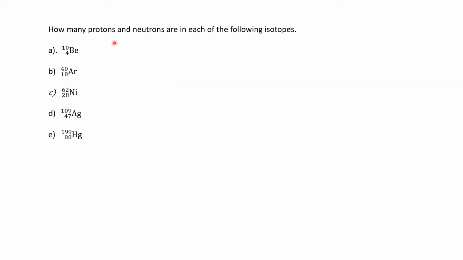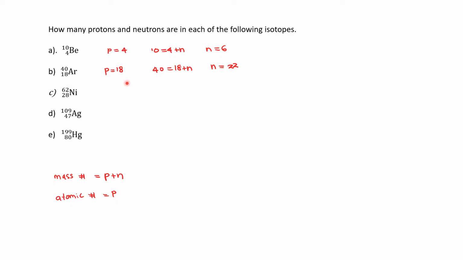How many protons and neutrons are in each of the following isotopes? Now you know the mass number equals the number of protons plus the number of neutrons. Atomic number equals the number of protons. For beryllium, you have 4 protons, and then you take 10, that is your mass number, and the mass number equals 4 plus the number of neutrons, that makes 6.